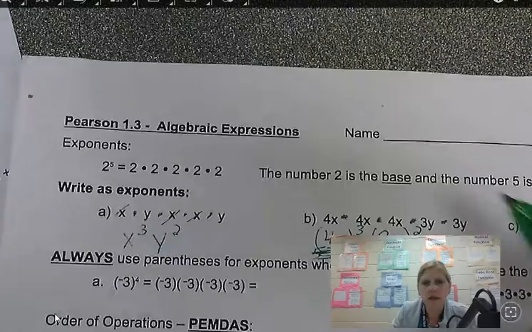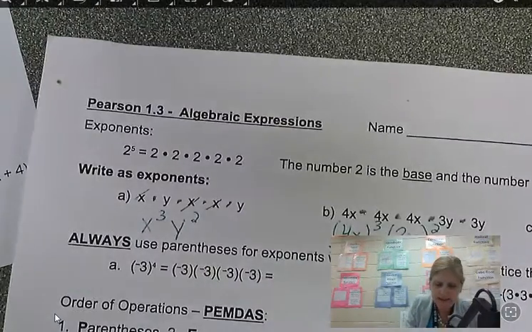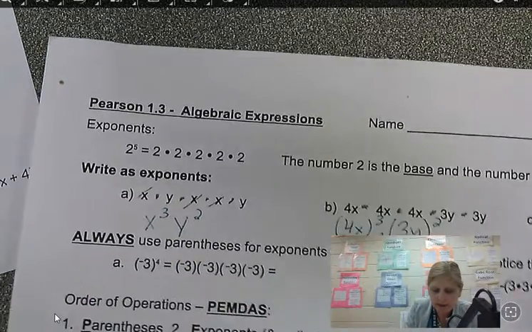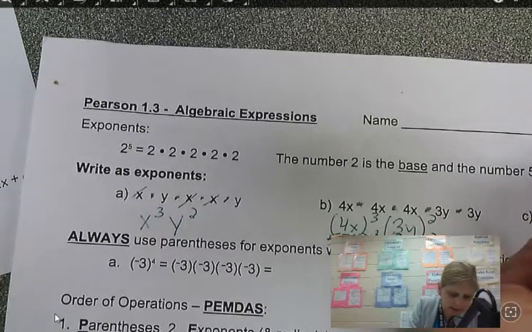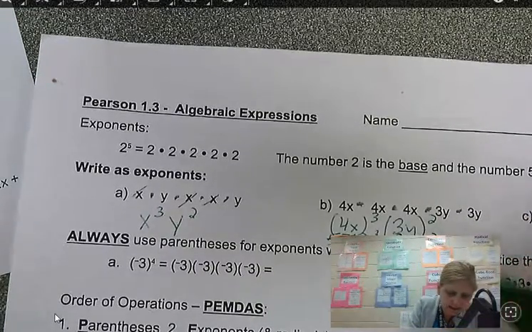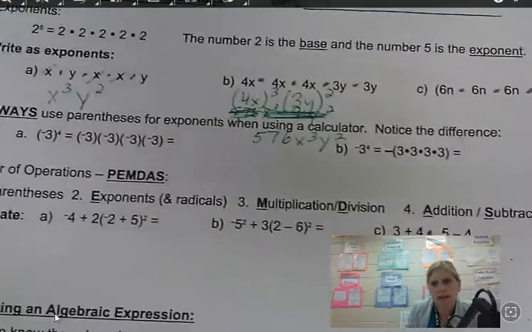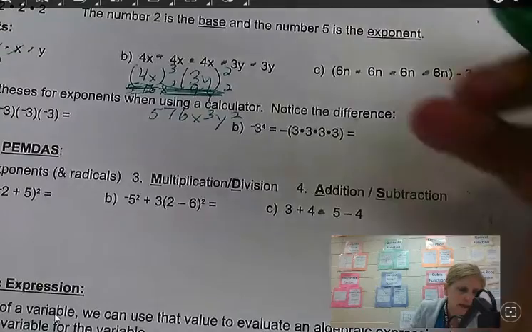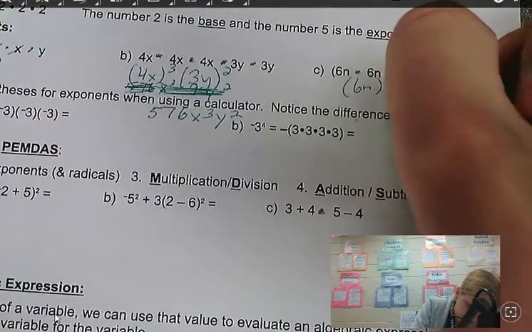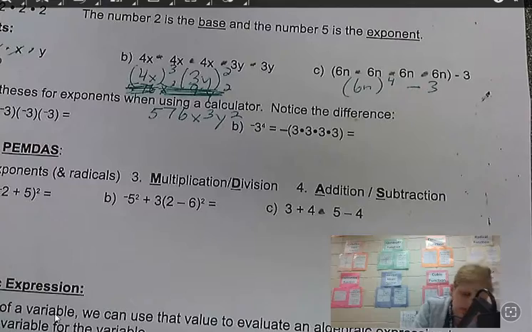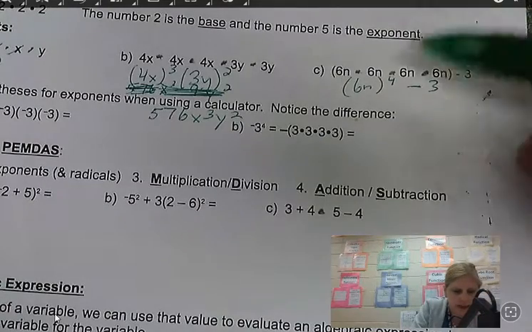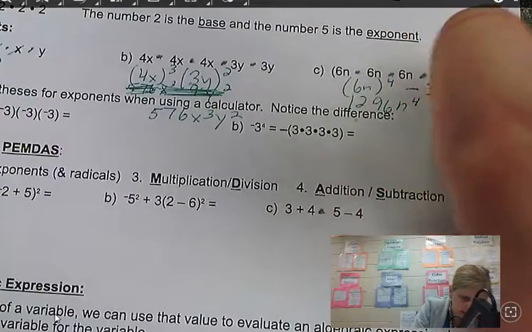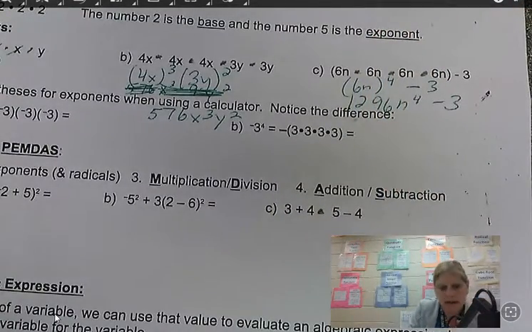I could go ahead here and then take 4 to the 3rd and get a number, 3 squared, get a number and multiply those, and my final answer could be 576 x to the 3rd y squared. Letter C, if I went ahead here, I could take my 6n to the 4th minus 3. If I went ahead and actually did 6 to the 4th, I get 1,296 n to the 4 minus 3.